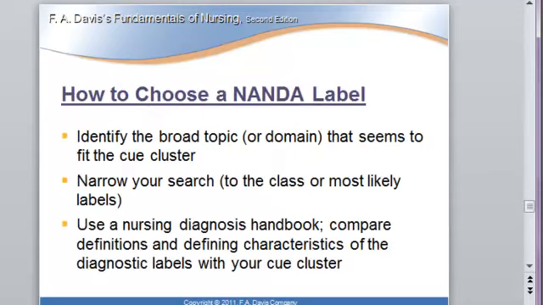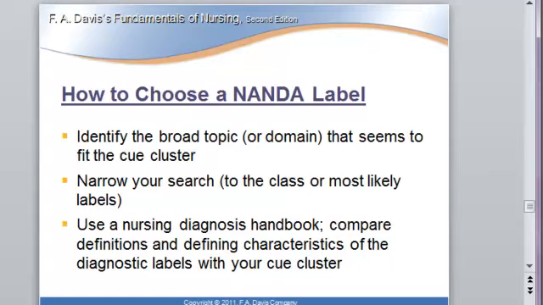So we look at this next slide, and it says how to choose a NANDA label. When you have collected your data, you first identify the broad topic or the domain that seems to fit the cluster, or the signs and symptoms, or the defining characteristics. Those are all synonymous type terms.